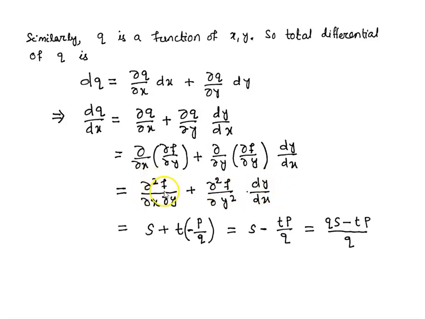Here this del square f divided by del x del y is nothing but our s, plus del square f divided by del y square is our t, and dy by dx is minus p by q. So we have s plus t into minus p by q, which is equal to s minus tp by q, which is equal to (qs minus tp) divided by q. So we have now with us dp by dx and dq by dx.